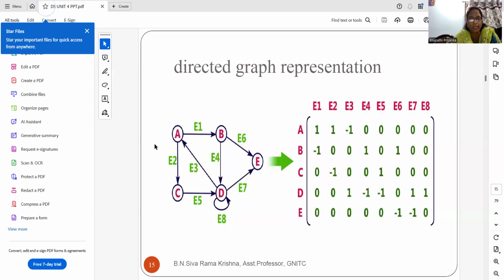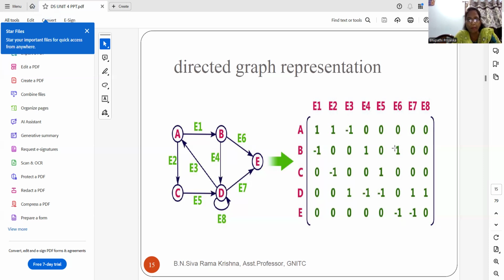Next, A to E5, we are not going through the row and column edge, so 0. A to E6, 0. A to E7, 0. A to E8, 0. Next, B to E1. This is not an outgoing edge, it is an incoming edge, so it is -1. B to E2, there is no row vertex to column vertex, so 0. Next, B to E3, 0. Next, B to E4, row to column, so it is 1. Next, B to E5, we are not going from row to column, 0.